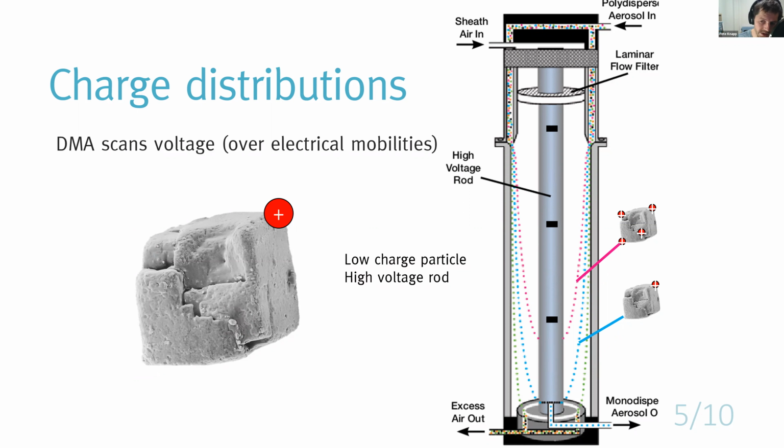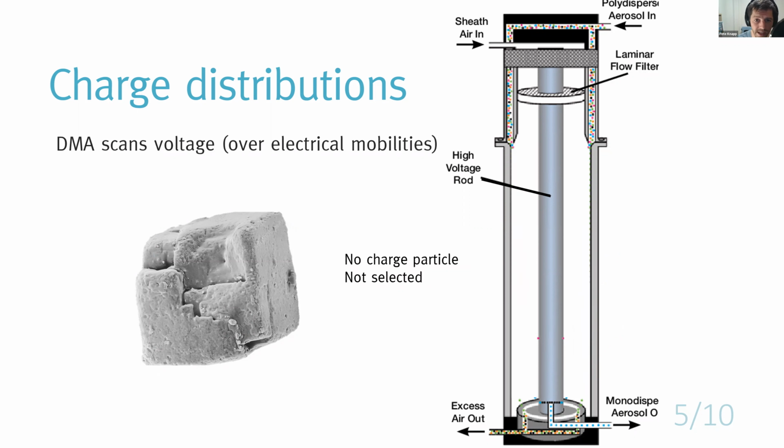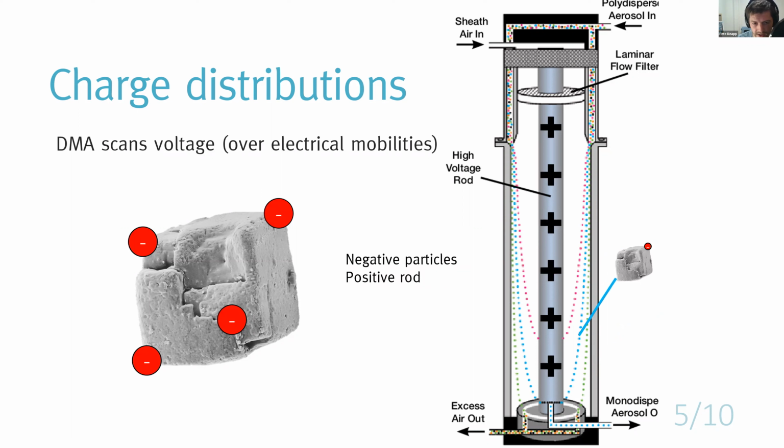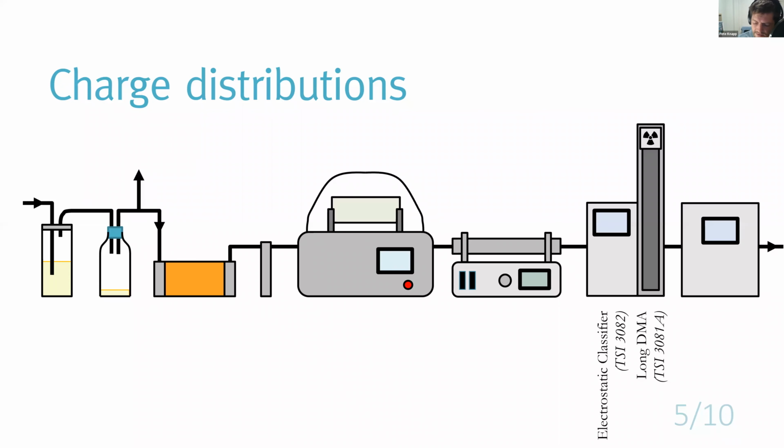When you change the voltage a little lower, then you get your smaller charge states. When it's turned off, you can get all of them coming out. And when it's positive, then you get the negative particles coming through. So this is the setup I had for the charge distributions.